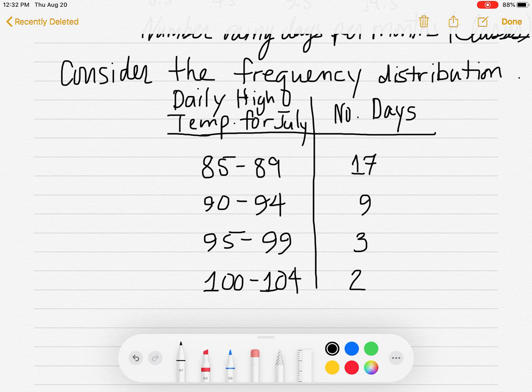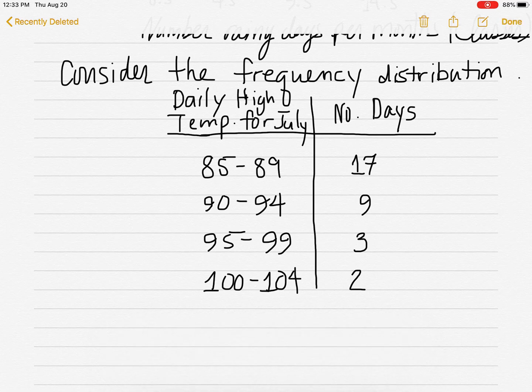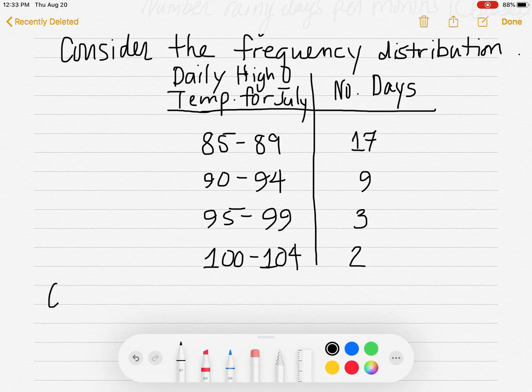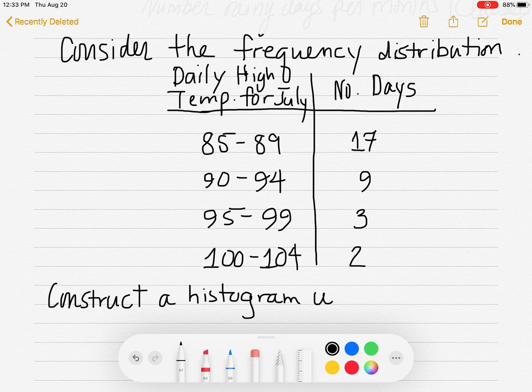So notice that here we have 85 to 89, 90 to 94, 95 to 99, 100 to 104 for our classes. So these are limits here. These are limits, right? You don't see any 0.5s or anything like that. So we're dealing with limits. So let's, instructions, construct a histogram using class boundaries. So here I'm specifically telling you to use class boundaries, not limits.